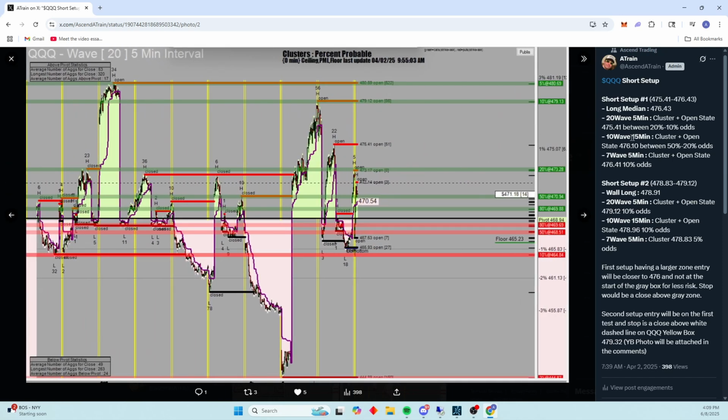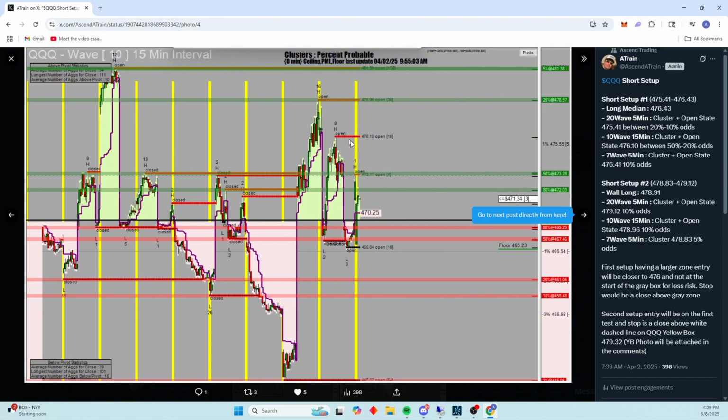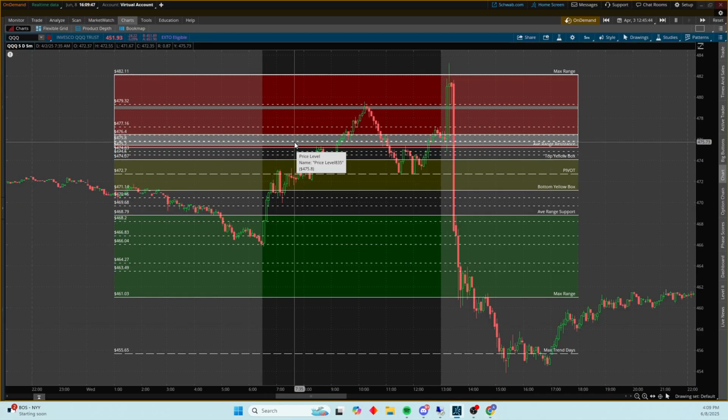And then on the 10-way 15-minute, you had cluster plus open state at 476.10, which you can see right here. And then last up, the 7-way 5-minute cluster plus open state at 476.41, so right here. The thing that's so nice about this strategy is we can chart this out way before we actually get to this point, and then all we're really looking for is a close above or below, depending which direction, to invalidate the setup. So we entered shorts at about 475.8.